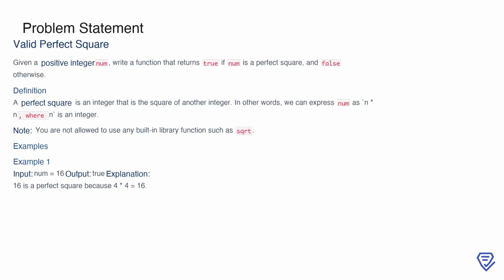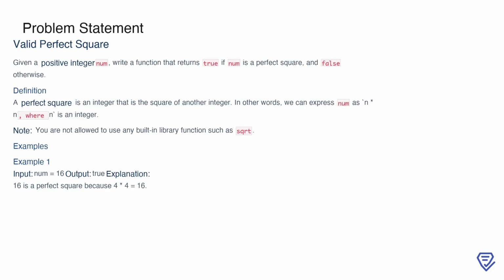The problem we're solving here is to determine whether a given positive integer, number, is a perfect square. A perfect square is an integer that results from squaring another integer. For example, if n is an integer, then n * n equals the perfect square. The task is to create a function that takes number as input and returns true if it is a perfect square, and false otherwise. However, there's an important restriction: we cannot use any built-in library functions like sqrt to solve this problem.